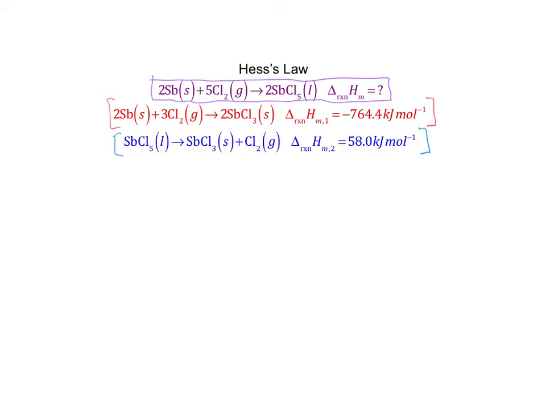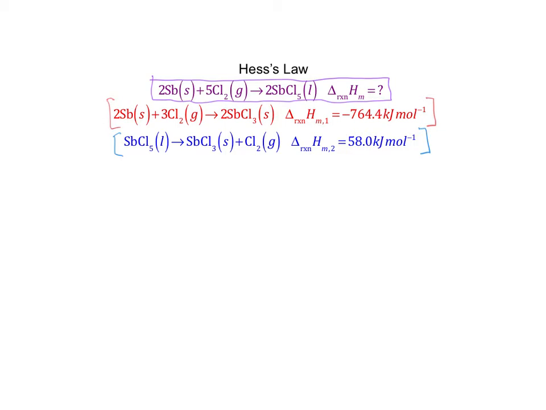So Hess's law tells me that as long as I can go from the beginning to the end, it doesn't matter how I get there. And so what we can do is manipulate these reactions and these enthalpies that are given so that they can add up to the overall reaction.